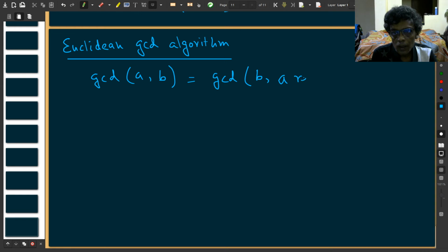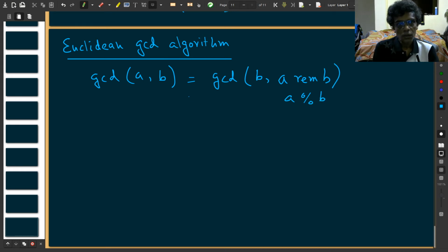A remainder B, or if you choose, you may call it A % B. Okay. So this is basically the idea behind Euclid's GCD algorithm. Why does this algorithm terminate?